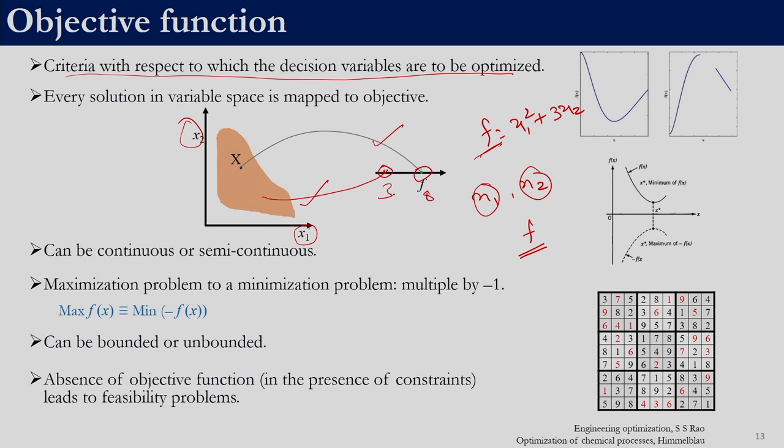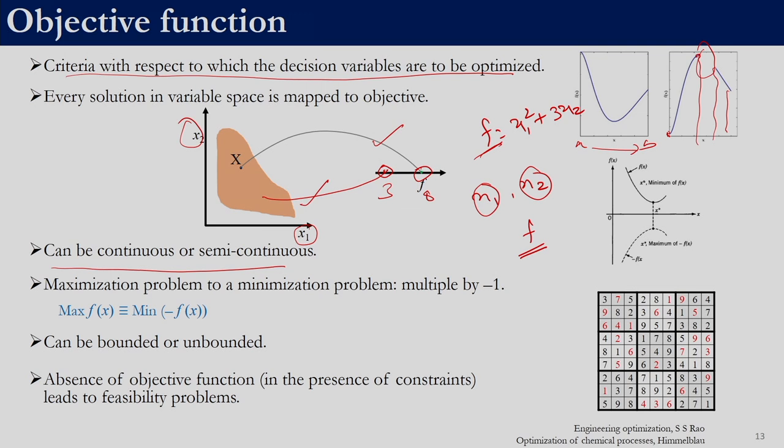Similar to decision variables, the objective function can be continuous or semi-continuous. Here we have an example of a continuous function. As x varies from, let us say, point A to point B, f of x is continuous. Over here we have shown a discontinuous function, where the objective function is defined from this particular x to this particular x, but there is no definition for the objective function in this region. Over here it is defined again in this region, but there is a discontinuity in between. So the objective function can be continuous or semi-continuous.